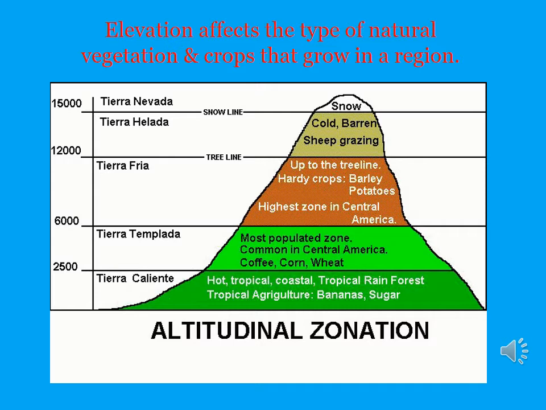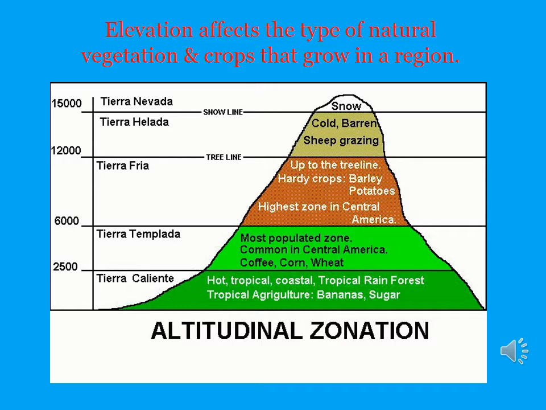First is the Tierra Caliente, the hot zone, with hot tropical coastal areas and tropical rainforest. Tropical agriculture is grown there, bananas and sugar. Then when you go up from about 2,500 feet to 6,000 feet, you're in the Tierra Templada, the most populated zone, common in Central America. This is where your coffee, corn, and wheat are grown. And then in the Tierra Fria, from 6,000 to 12,000 feet, you have barley and potatoes. This is the highest zone in Central America.